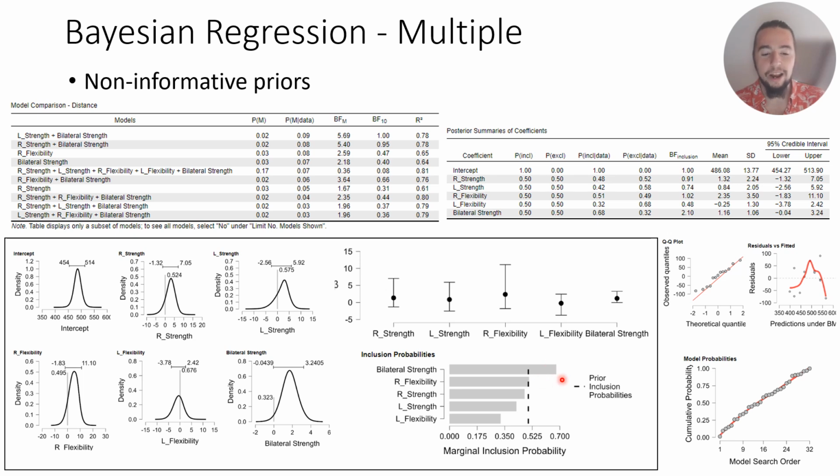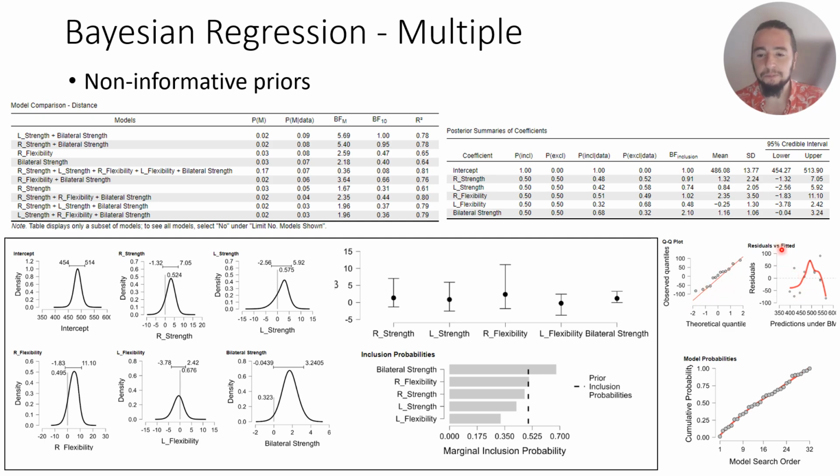However, right flexibility is overcoming the prior just by a little bit, okay? And the right strength does not overcome the prior. And left strength, neither. It's not overcoming the prior, okay? Finally, we have a QQ plot that doesn't give any red signal about normality.